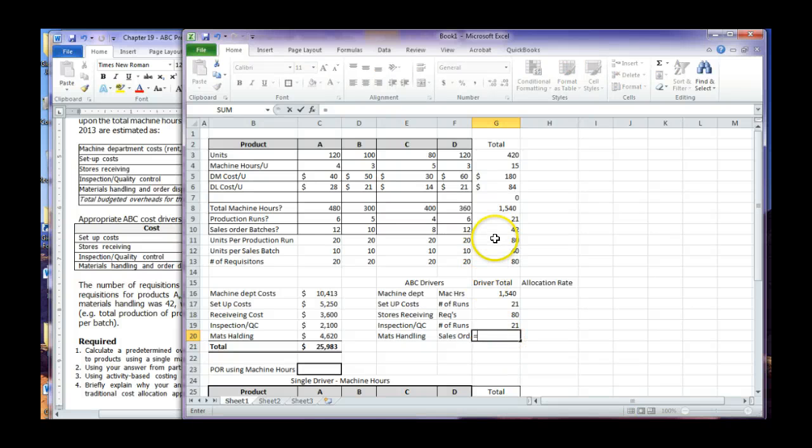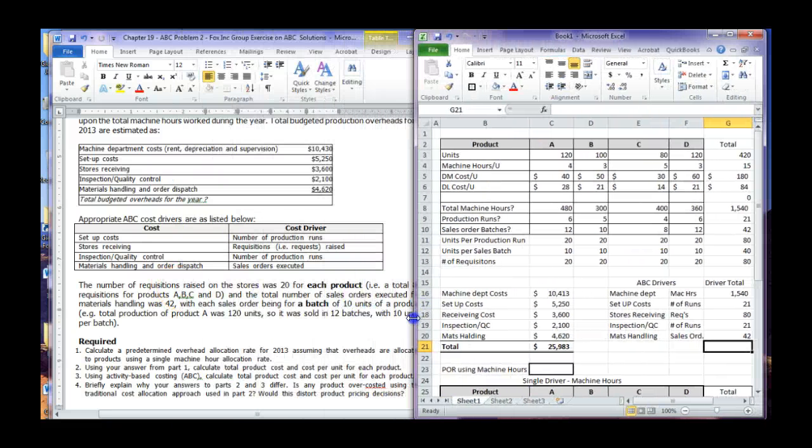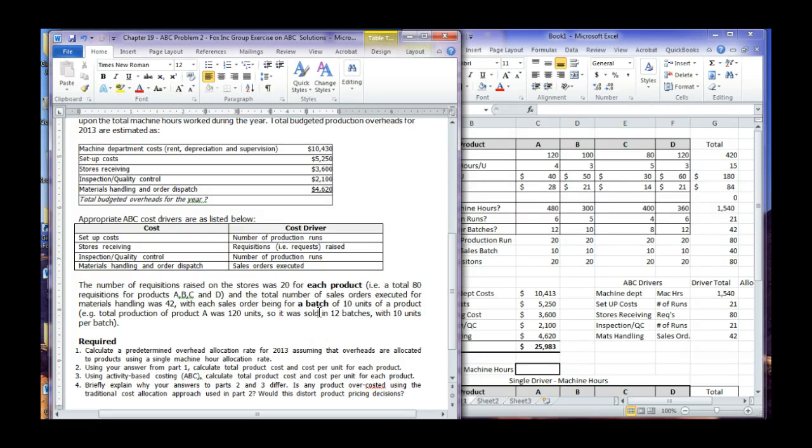And sales orders are going to be 42. Now here's something kind of nifty. This paragraph here, for the most part, is your check, but it's also kind of redundant. Here we have sales orders executed for material handling was 42, which is there, and how they got that was just by adding these up. So if this was a 35 and that was a 42 over here, I'd be a little confused.